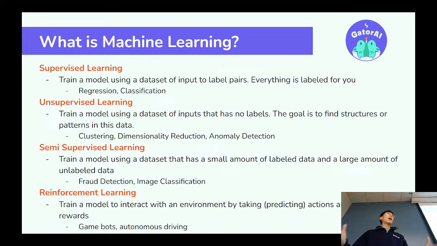Right? So different kinds of machine learning include supervised learning, where you train a model using a data set of input to label pairs. So everything is already labeled for you. Say, for example, you have a set of images of apples and bananas, and every single image is already classified as either an apple image or a banana image. In supervised learning, that is essentially what it is. You have your data set of inputs, which are the images, and they're already mapped to the labels, apples and bananas, and then you just need to train a model to output the label based on the images that you give it.